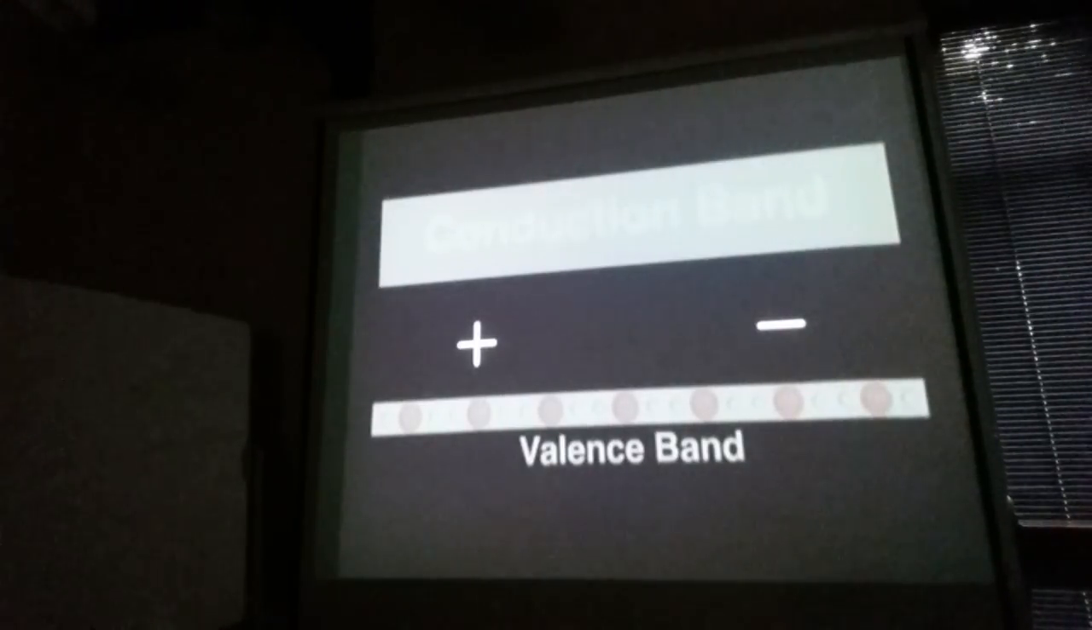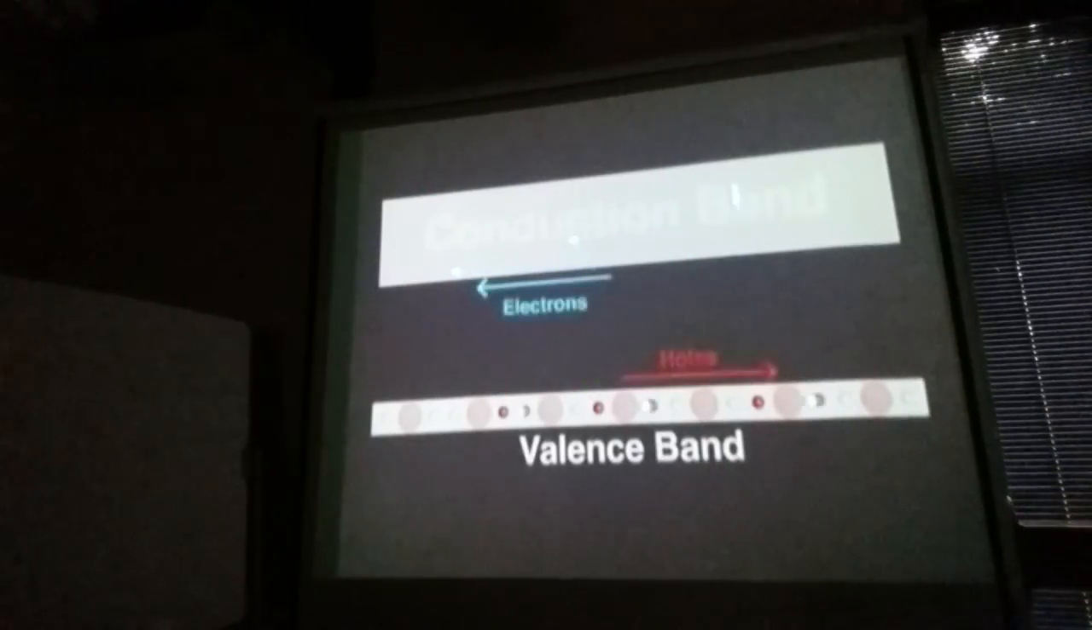The positive terminal will attract the mobile conduction electrons so that they will move toward the positive side. At the same time, valence electrons move to fill the holes, leaving new holes behind. The result is that the holes migrate toward the negative terminal, and we have an electric current.